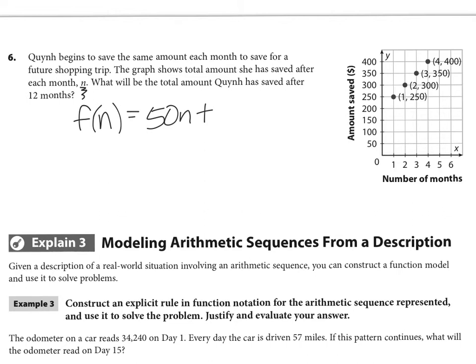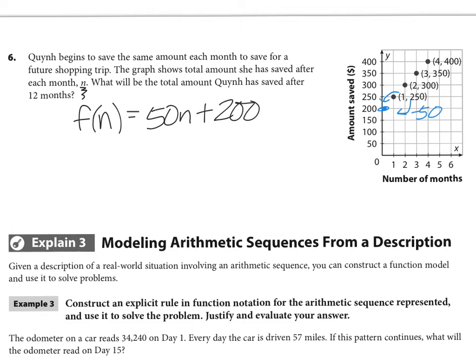Now I have to find my zero term, so I'm going to go backwards. So if I go back, that means I need to go down 50. So 250 minus 50 would be 200. So my zero term would be 200. So then that's plus 200.